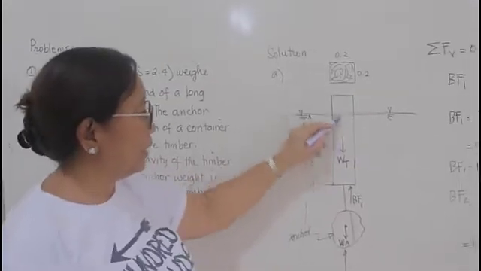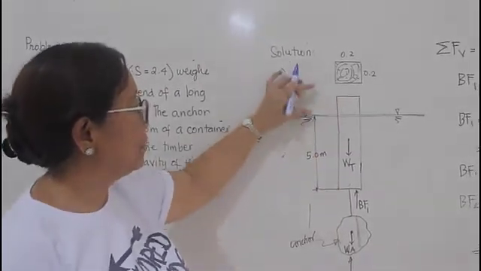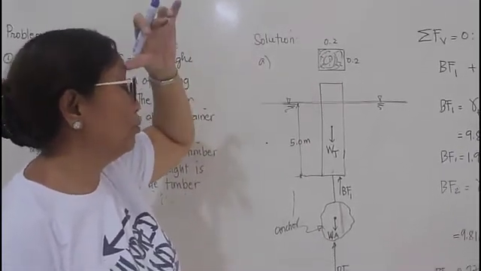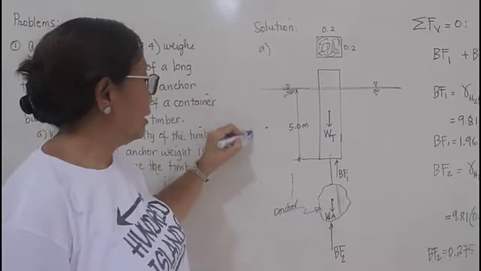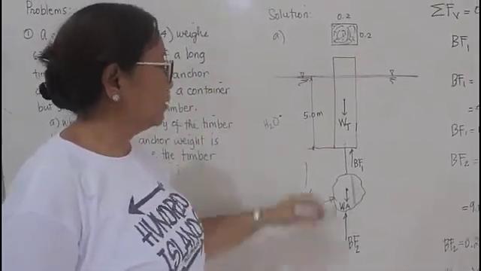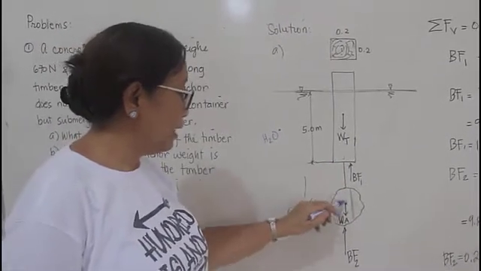Ito yung timber natin. Ang haba, ang taas niya. The length of the timber is 6 meters. Ito yung kanyang cross-section, 0.2 by 0.2. So, ito yung water, tubig yan. So, inilibog sa tubig, in the container, pero may pabigat. So, may pabigat, this is the anchor.